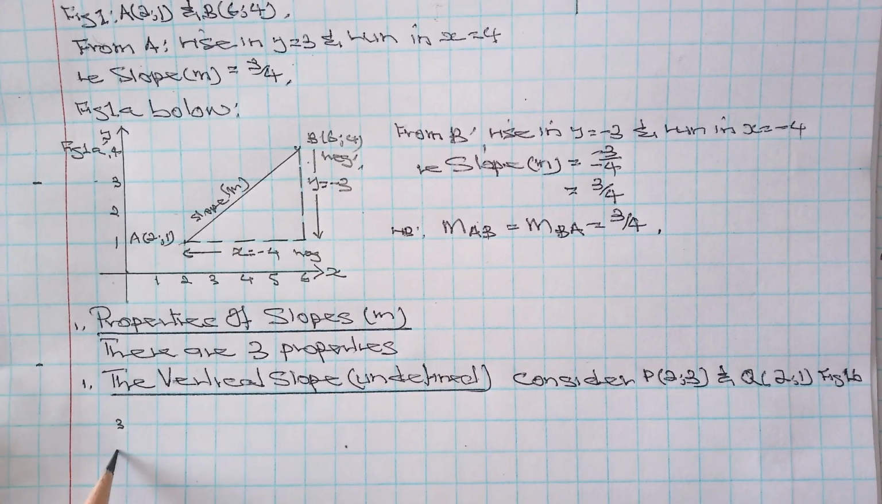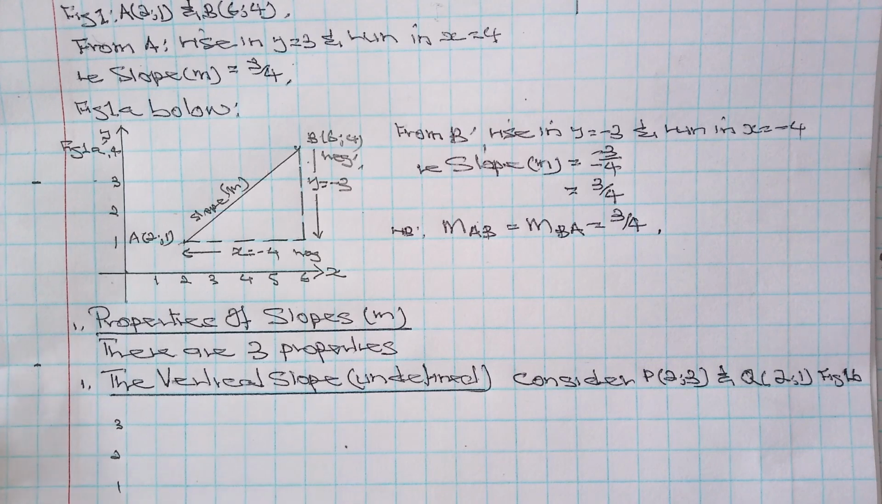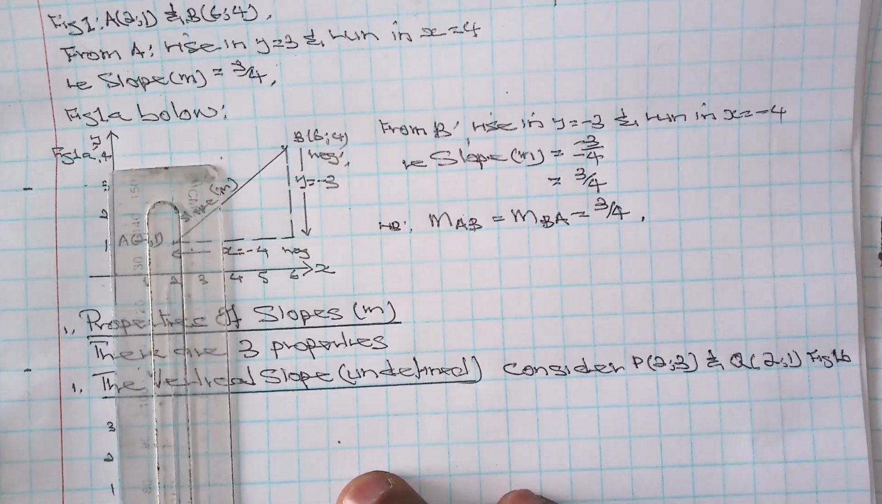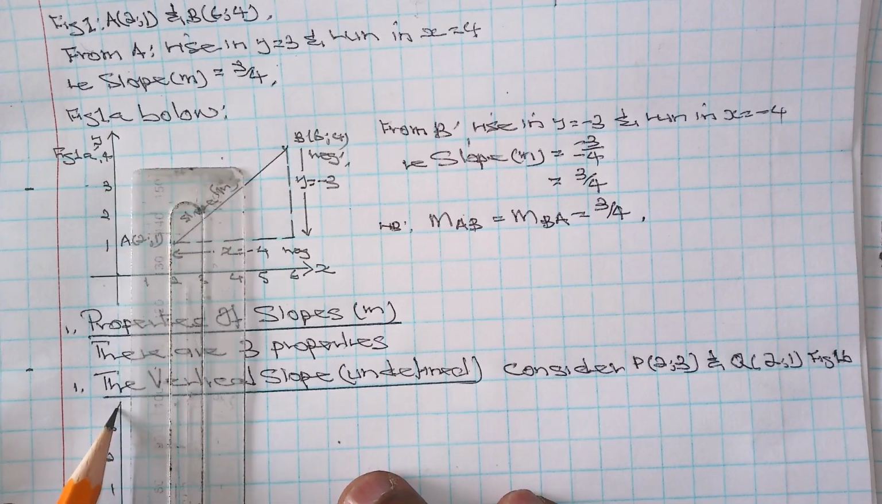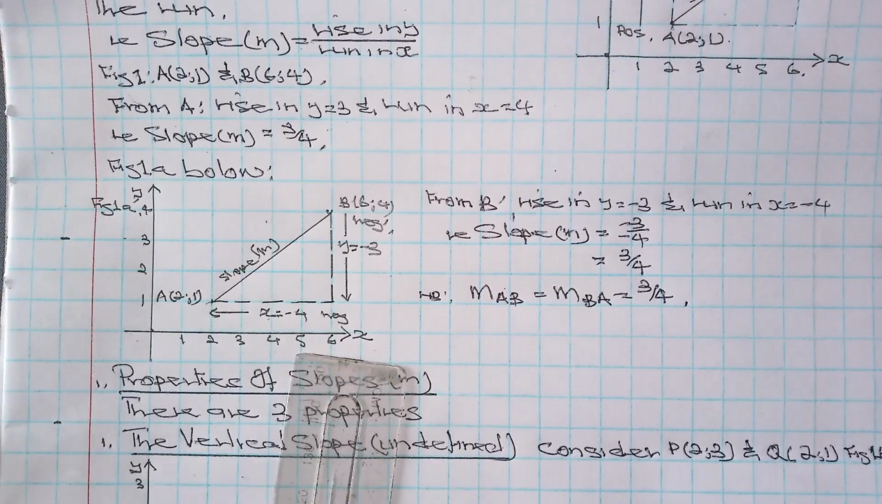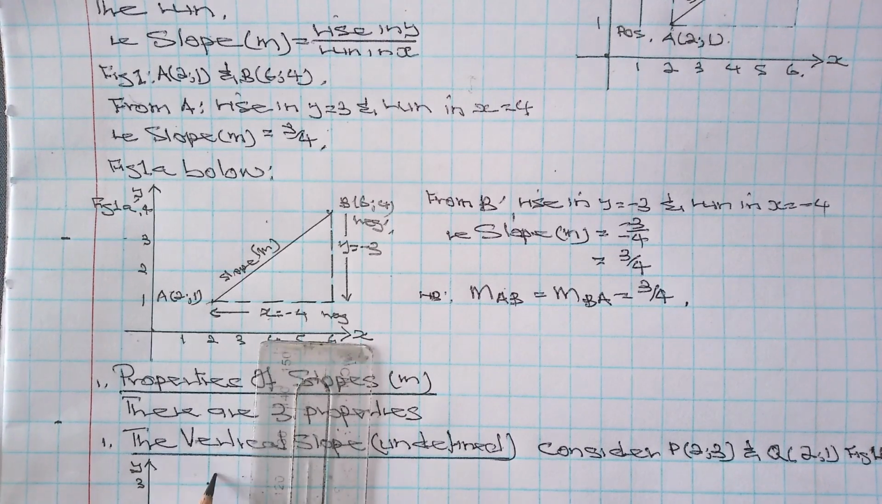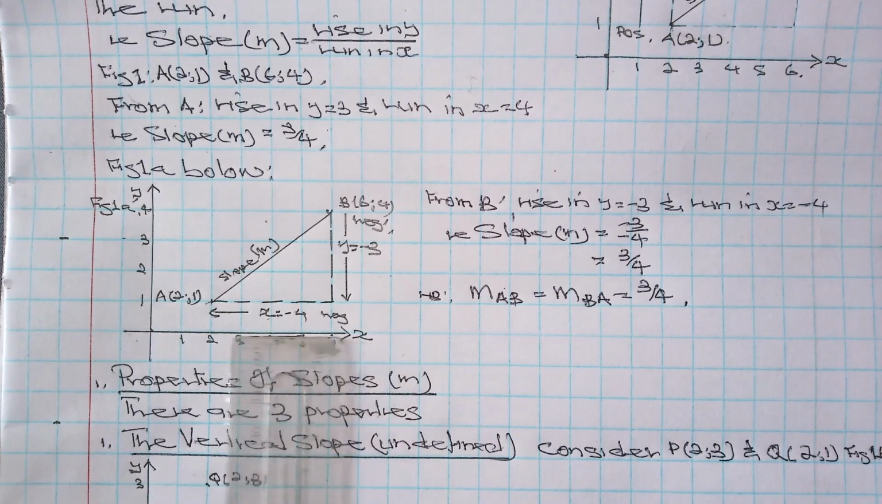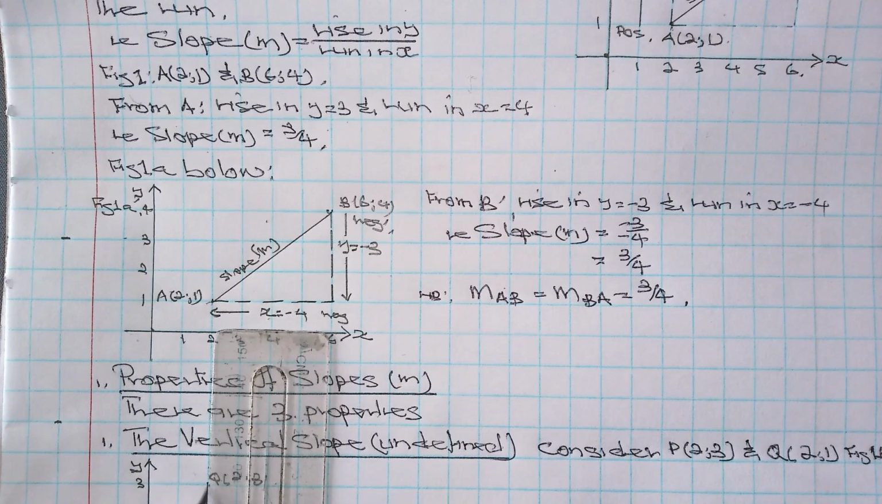Three, 2, 1, 0, 1, 2, 3. That is the x-axis from 1 to 3, with an arrowhead on the x-axis and the y-axis. Therefore, our point P is 2 and 1, and our point Q is 2 and 3. Here is your vertical line PQ.